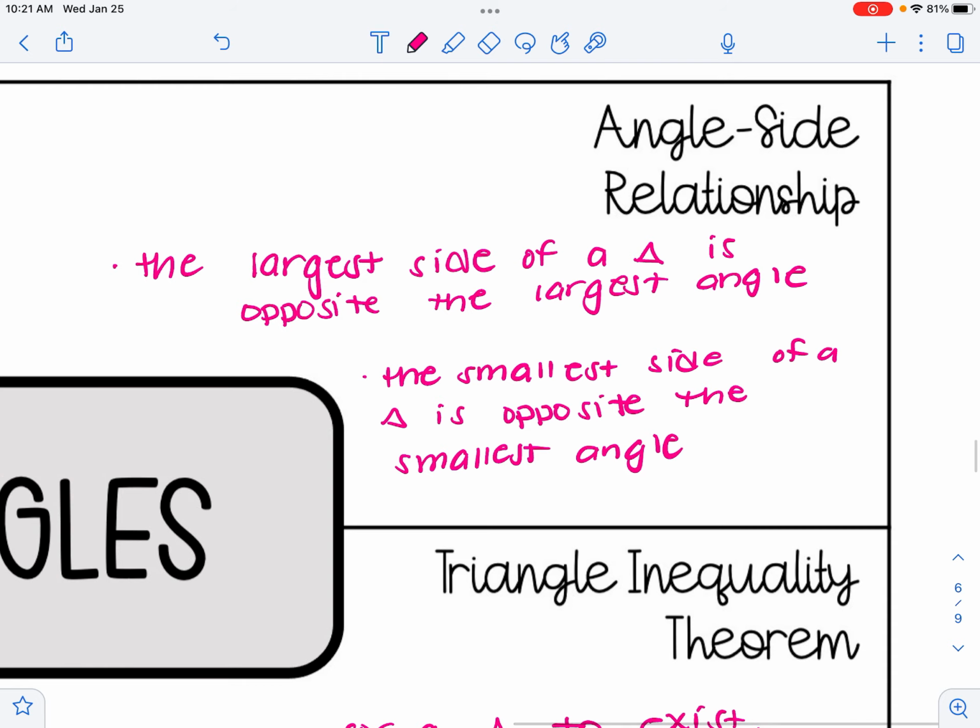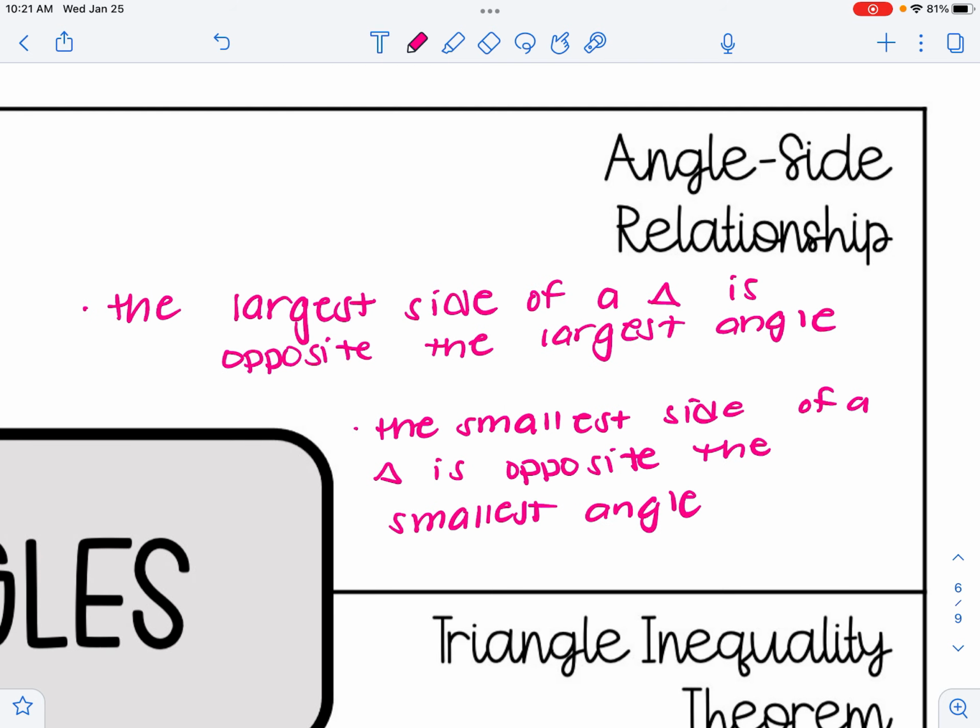We'll take a look at the angle-side relationship. This basically says that in a triangle, the largest side is always opposite or across from the largest angle. If you think about a right triangle, we know the hypotenuse is the biggest side, and the 90-degree angle is the biggest angle, and they're across from each other. Similarly, the smallest side of a triangle is opposite the smallest angle.